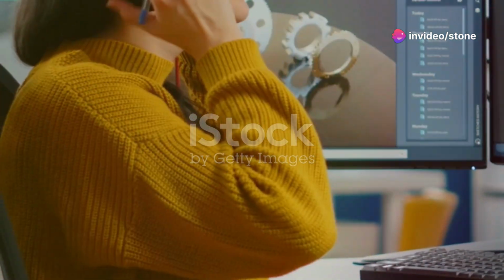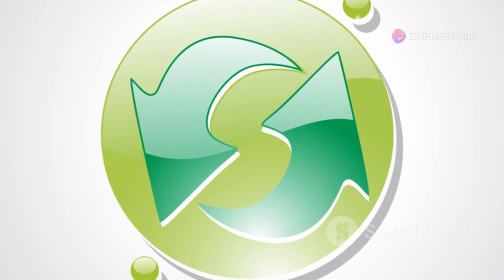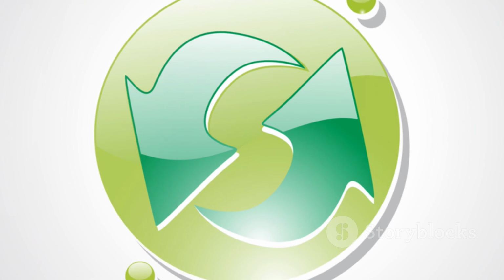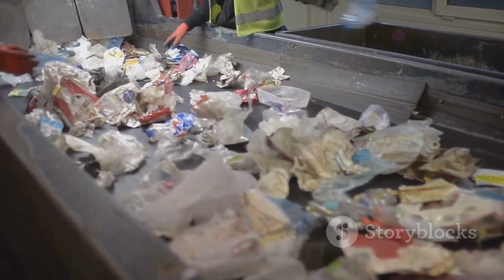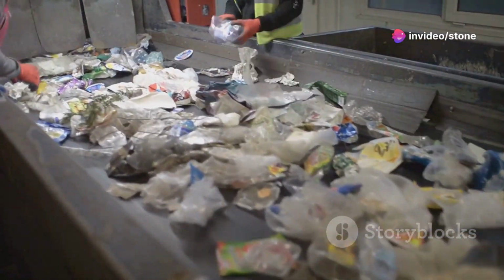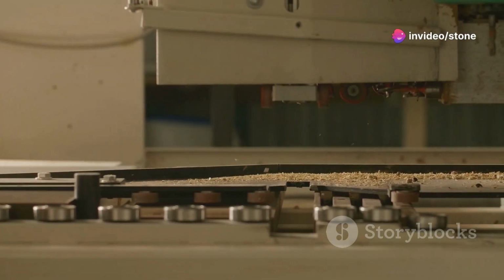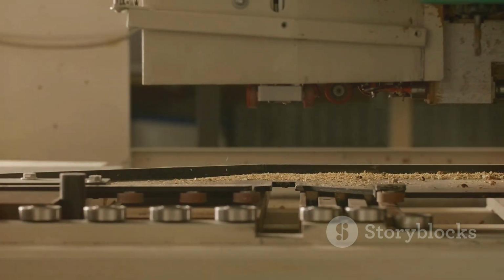All right, let's talk design. But not the kind with fancy fonts and color palettes. We're talking about designing products from the ground up with circularity in mind. This is where things get really interesting because we're shifting from simply managing waste to eliminating it altogether. Imagine this. Products designed in a way that makes them easy to repair, upgrade, and remanufacture.